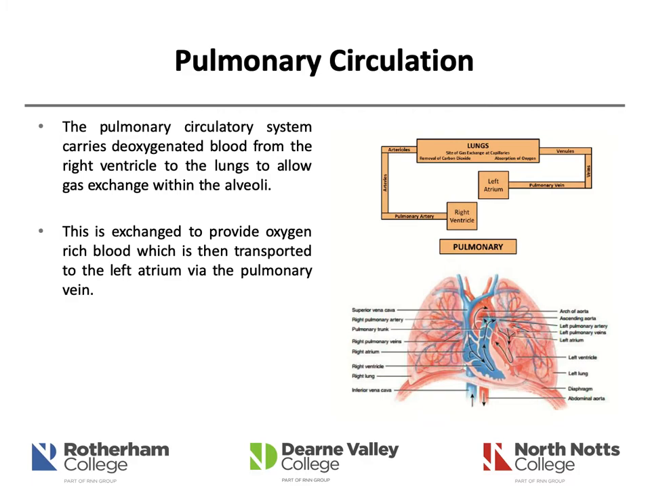The pulmonary circuit is ultimately carrying deoxygenated blood from the right ventricle to the lungs to allow gas exchange within the alveoli. That's something that we'll look at within a couple of weeks' time. This is then exchanged to provide oxygen-rich blood, which is then transported to the left atrium via the pulmonary vein.